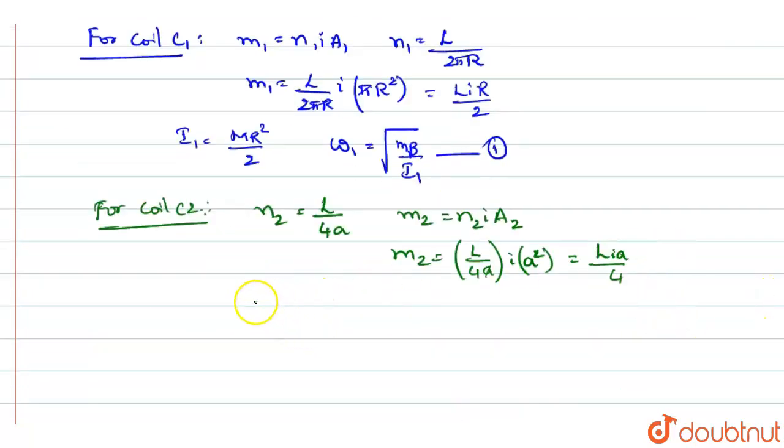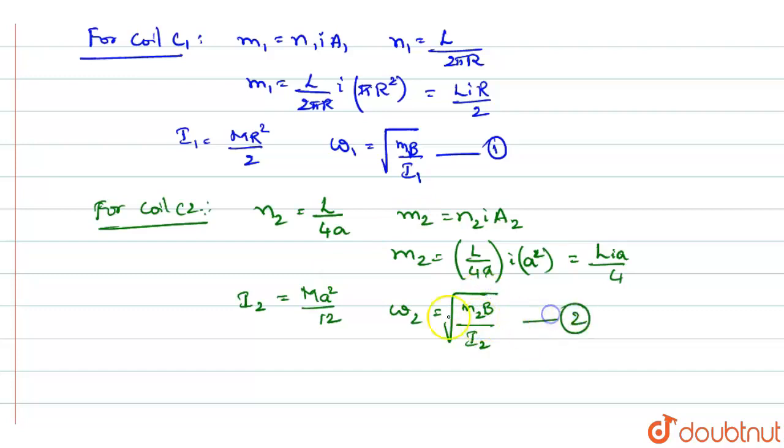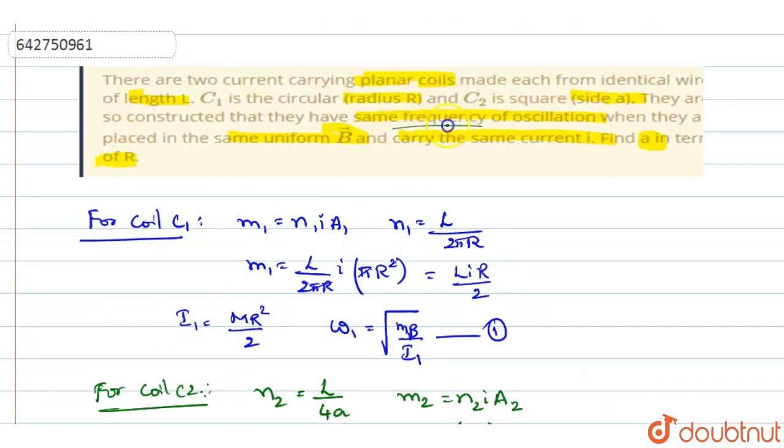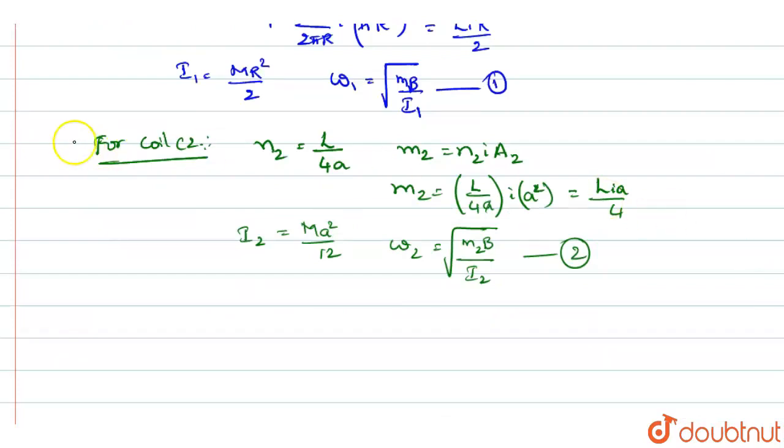Now we will find the moment of inertia. Moment of inertia for a square, I2, will be equal to M A square by 12. So this we substitute for omega 2. Omega 2 will be equal to root of M2 into B by I2. Now call this equation 2. That is the angular frequency. Now what they have told is, they are moving with the same frequency of oscillation. So in both of these cases, omega 1 will be equal to omega 2, which means that M1 by I1 will be equal to M2 by I2.